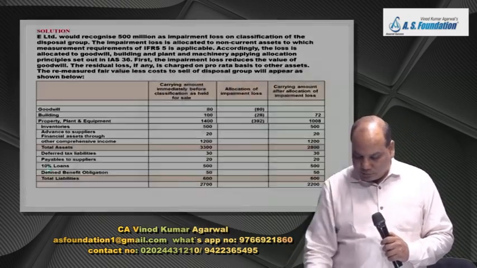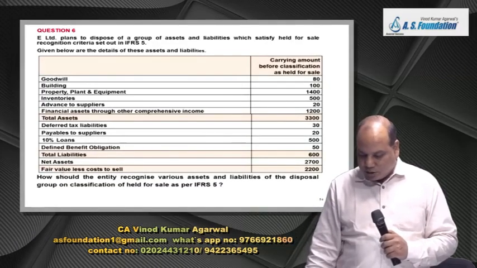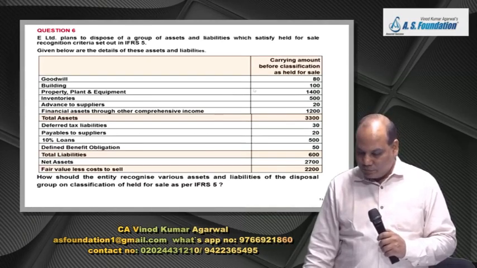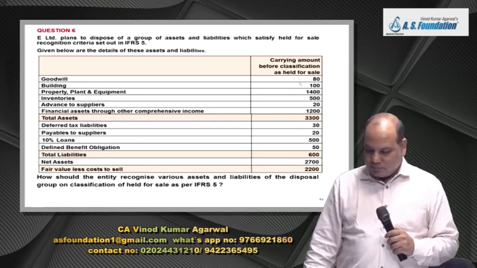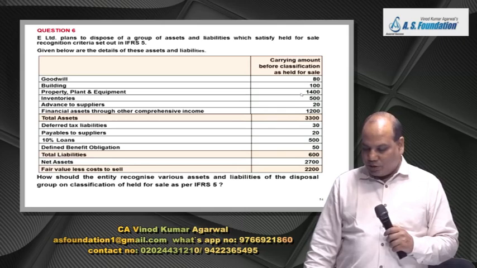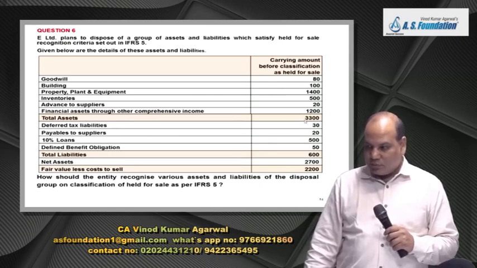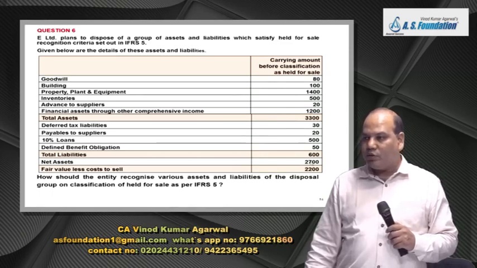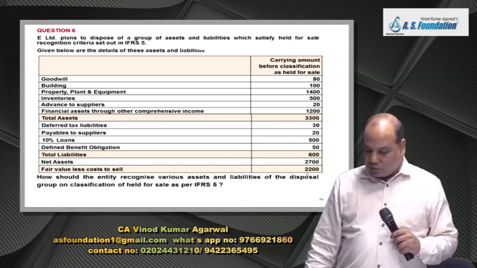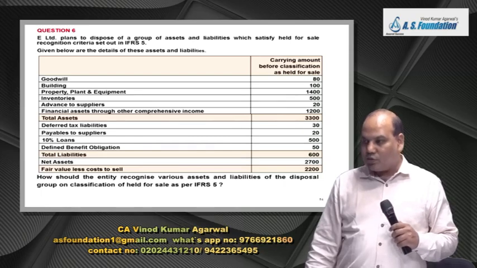So this entire thing, from here to here, it is one asset group only. To keep you busy, I have not given the figures in your notes. Write down. Goodwill 80, building 100, PPE 1400, inventory 500, advance to supplier 20, financial asset 1200, total asset 3300, deferred tax liability 30, payable to supplier 20, 10% loan 500, defined benefit obligation 50, total liabilities 600, and the book value is 2700 net asset. And below the table, fair value less cost to sell of this entire disposal group is 2200.